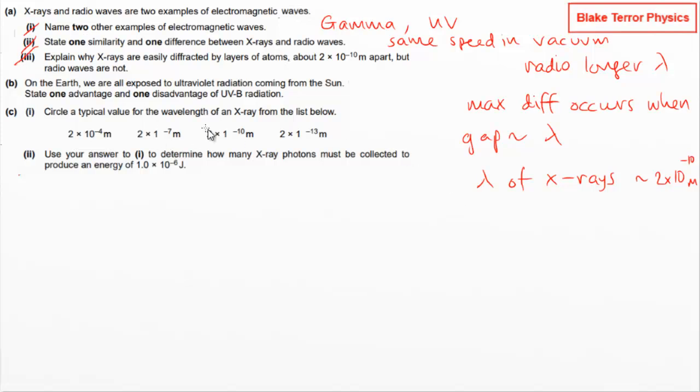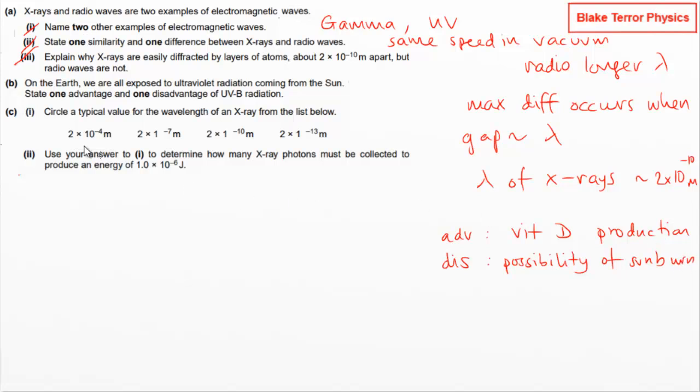On the Earth, we are all exposed to ultraviolet radiation coming from the sun. State one advantage and one disadvantage of UVB radiation. Right, so we can say the advantage is vitamin D production, and the disadvantage is sunburn, or the possibility of sunburn.